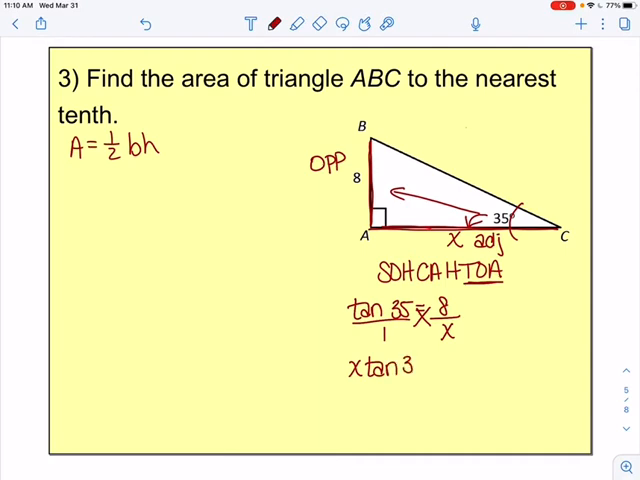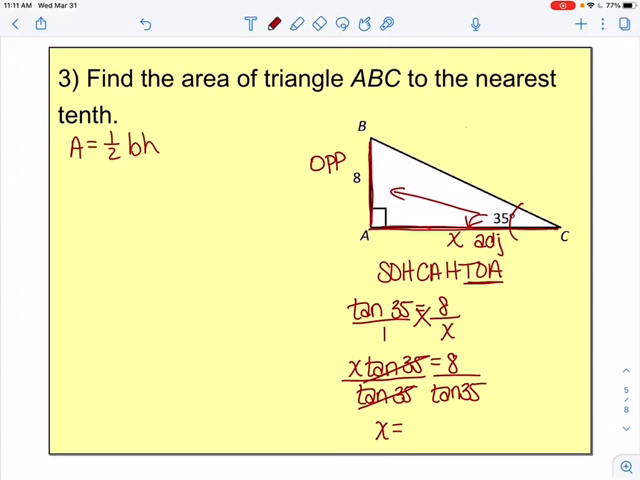I'll put the tangent of 35 over 1, and now we're cross multiplying to solve. So I'm going to have x times the tangent of 35 equals 8. To get the x by itself, right now you're multiplying x by the tangent of 35. The opposite of multiplying by the tangent of 35 is to divide by the tangent of 35. Those will cancel. So in the calculator, you're doing 8 divided by the tangent of 35. Please make sure that your calculator, if it's a Texas Instruments one, is in degree mode, or you're going to get a wrong answer.